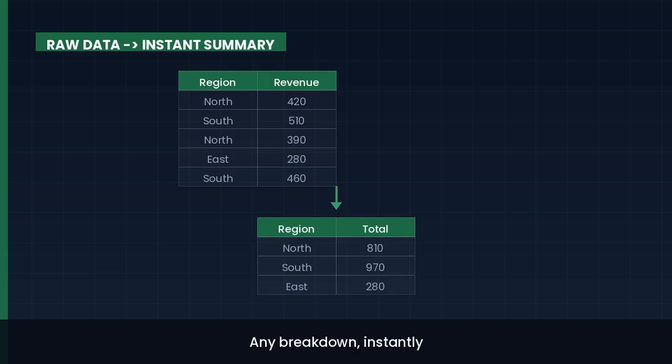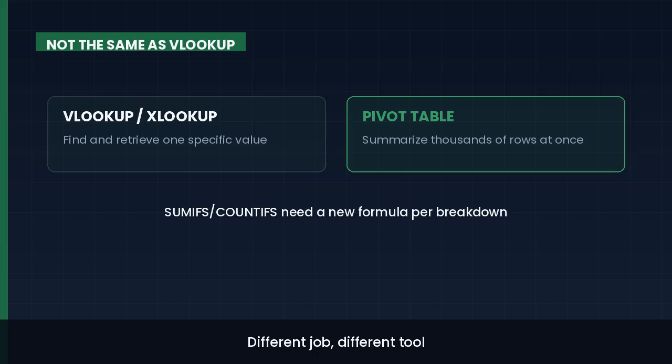A pivot table takes raw, row-by-row data, like a list of every sales transaction, and lets you summarize it instantly. Total revenue by region, average units by product, count of orders per salesperson, any combination, just by dragging fields around.